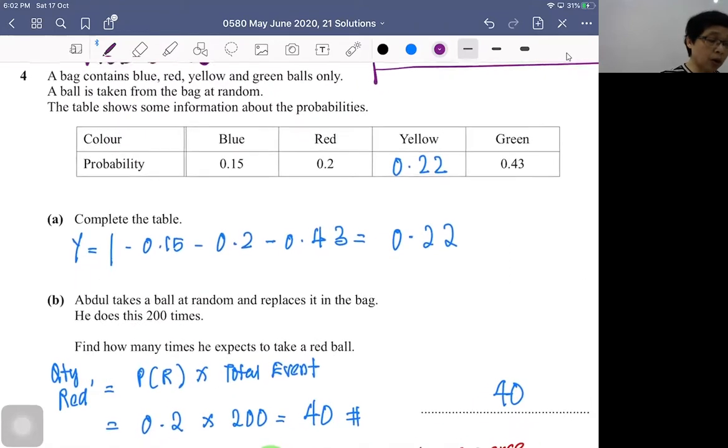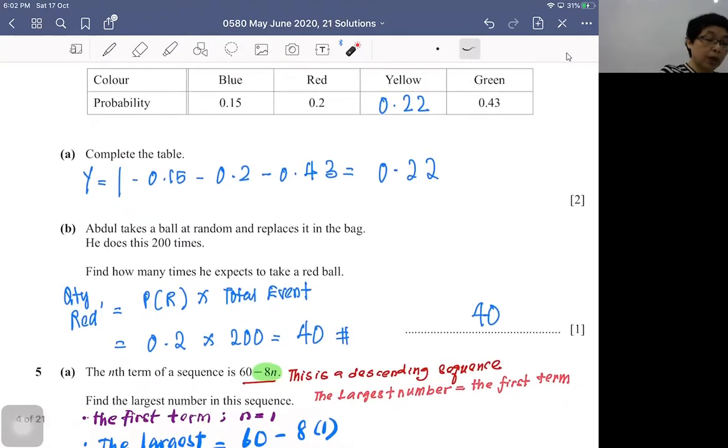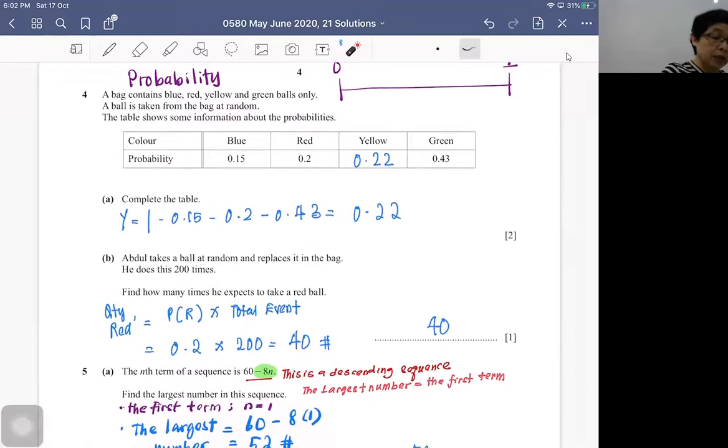And therefore, in order to get yellow, what you know easily, you just take the 1 and then take out all the probability of the other colors. And then you will comfortably get 0.22 and fill in the blank there.